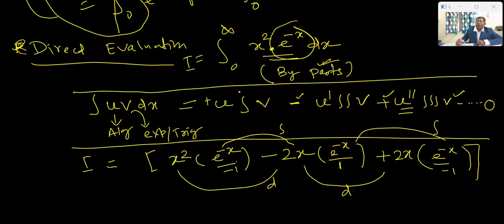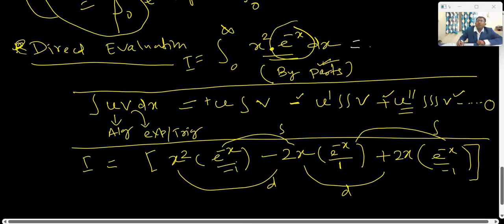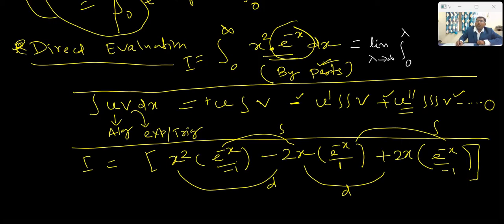It is better we write it in this way. We should better write it first as the limit, lambda tends to infinity, of the integral 0 to lambda of x square e to the power minus x dx. It is better to write like this. So the limit lambda tends to infinity, and the integral is from 0 to lambda, right? In that way you write it.